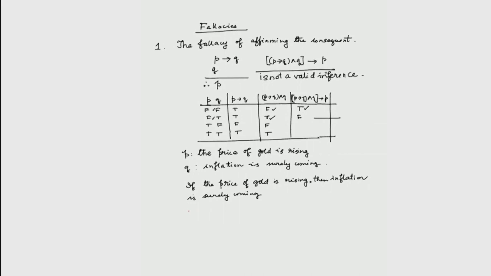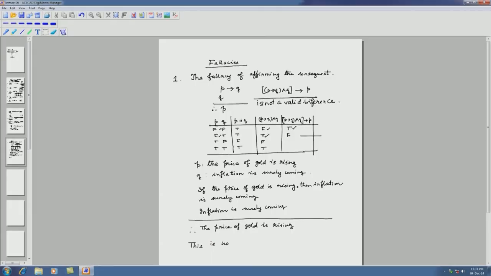The second statement is, inflation is surely coming. Now, from these two statements, we are tempted to write that therefore, the price of gold is rising. But what we have learnt from the fallacy of affirming the consequent is that this inference is not logically valid. This is not a valid inference.